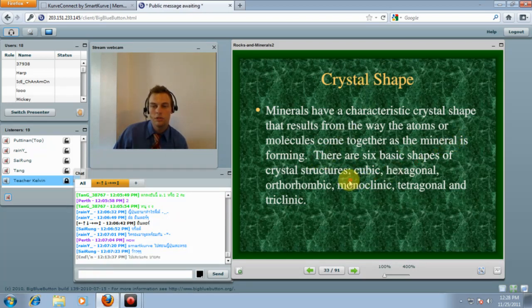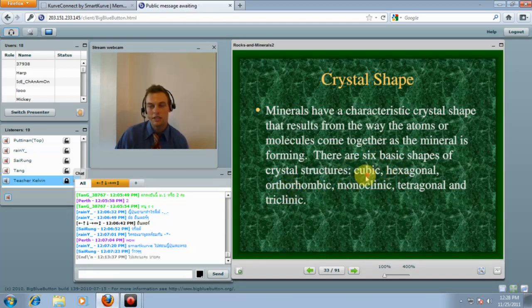There are 6 shapes: cubic, hexagonal, which is 6-sided, orthorhombic, monoclinic, tetragonal, and triclinic. So you need to know all of these by tomorrow. No, I'm just kidding. You don't need to know these at all. Just know that there are 6 basic shapes, and if you really want to look all these up, you can, if that's important for you.